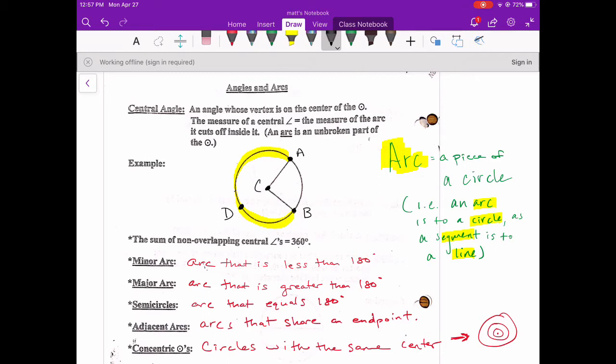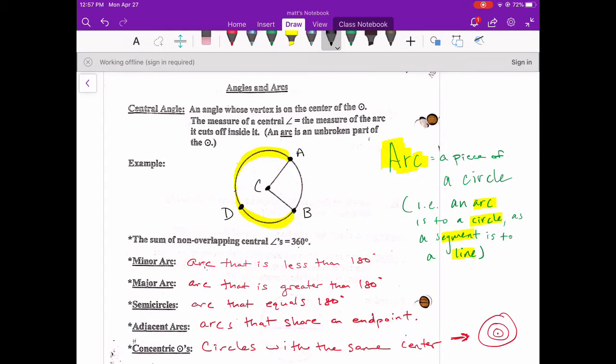Adjacent arcs are arcs that share an endpoint. So for instance, in this case, arc AD and arc BD would be adjacent arcs. Arc DA and arc AB would be adjacent arcs. So arcs that share an endpoint.